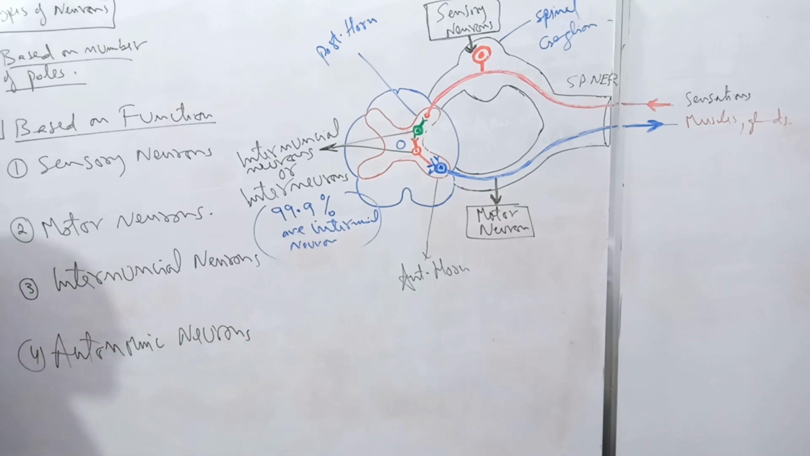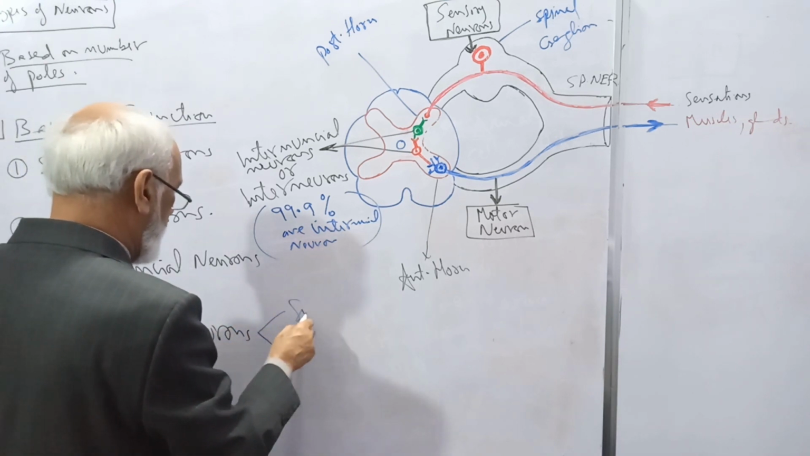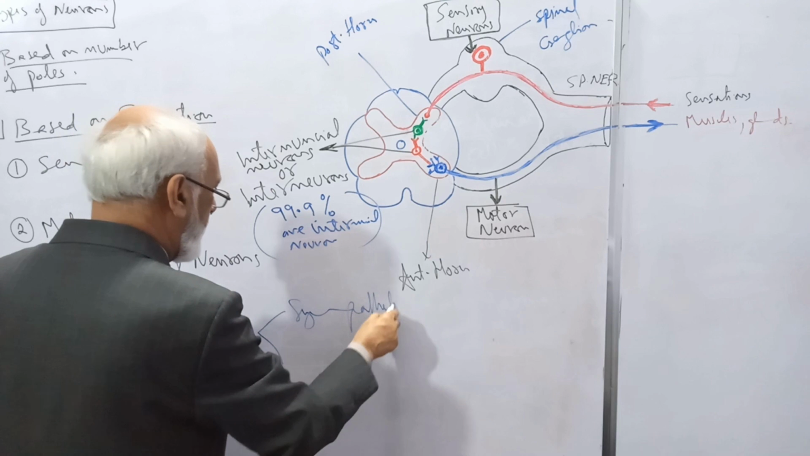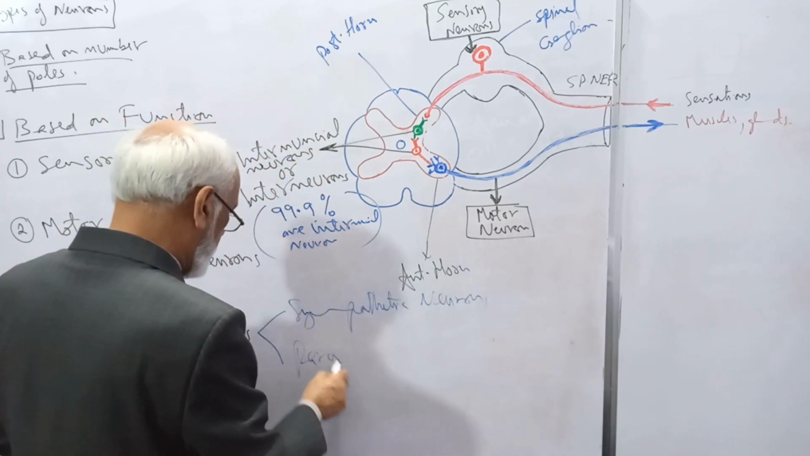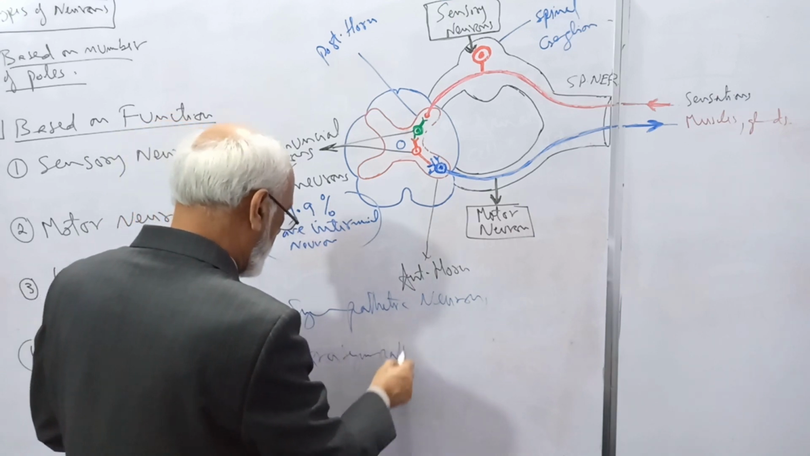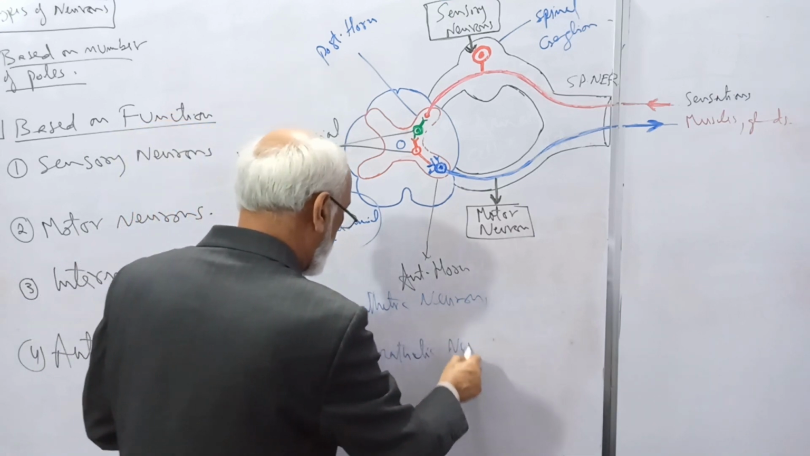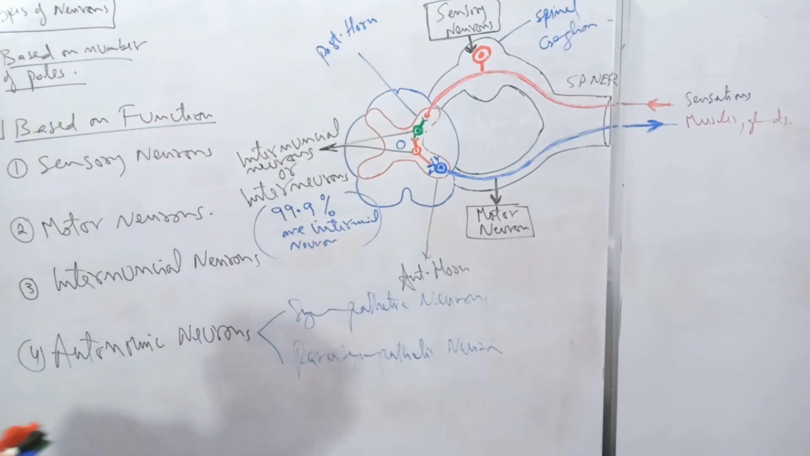Then autonomic neurons, their name indicates autonomic nervous system, and they are divided into sympathetic neurons and parasympathetic neurons. As we divide the autonomic nervous system into sympathetic nervous system and parasympathetic, they are composed of neurons. Therefore, the neurons are also divided into sympathetic neurons of sympathetic nervous system and parasympathetic neurons of parasympathetic nervous system.